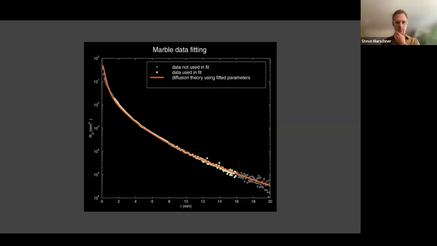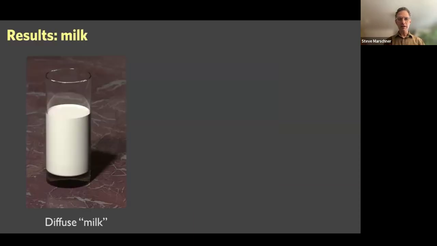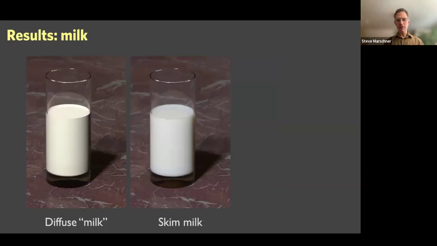So if you have a simple model like this, you can use it in a renderer to essentially collect light that's falling on your surface and weight it by the distance that it traveled, and make some renderings. So here's that diffuse glass of milk. If you use this model to make a rendering, you can get something that looks much more translucent.